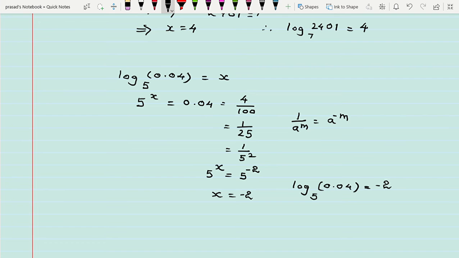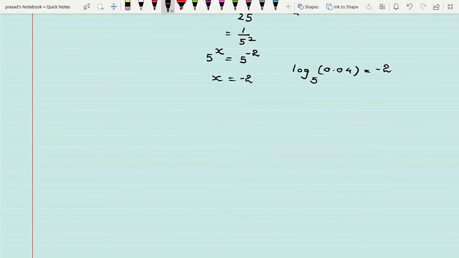Okay, take one more problem here. Log a to power 10 to base a. I want to find out the value of this. So again, I will take this as x. So if I change this to index form, I get a to power x is equal to a to power 10. Okay, now since the bases are same, I get x is equal to 10.